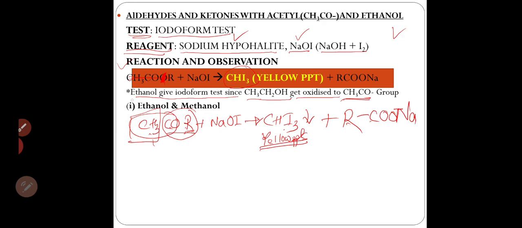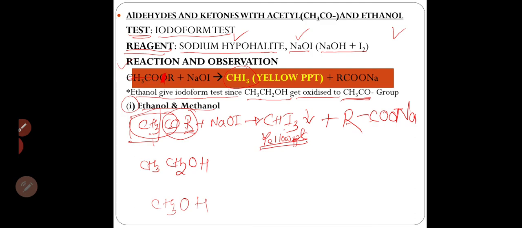Okay, so number 1, ethanol, and distinguish between ethanol and methanol. Now what is the formula of ethanol? It is CH3CH2OH, and methanol is CH3OH. Now the Lucas reagent test is possible, but since both are primary, turbidity at room temperature does not appear for both, so it becomes hard to distinguish between the two.